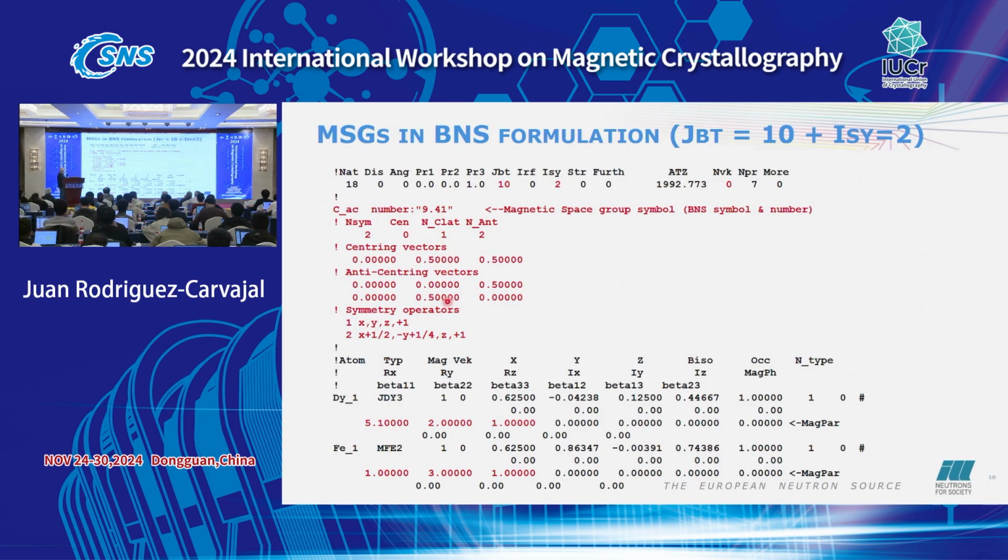Here, for example, this is the aspect of the PCR file when we use a magnetic space group in the PNS formulation, in which we use the magnetic unit cell. This is automatically constructed normally when you import a magnetic CIF that can be obtained from the Bilbao Crystallographic Server, and here it converts automatically the CIF to this kind of information that you have here.